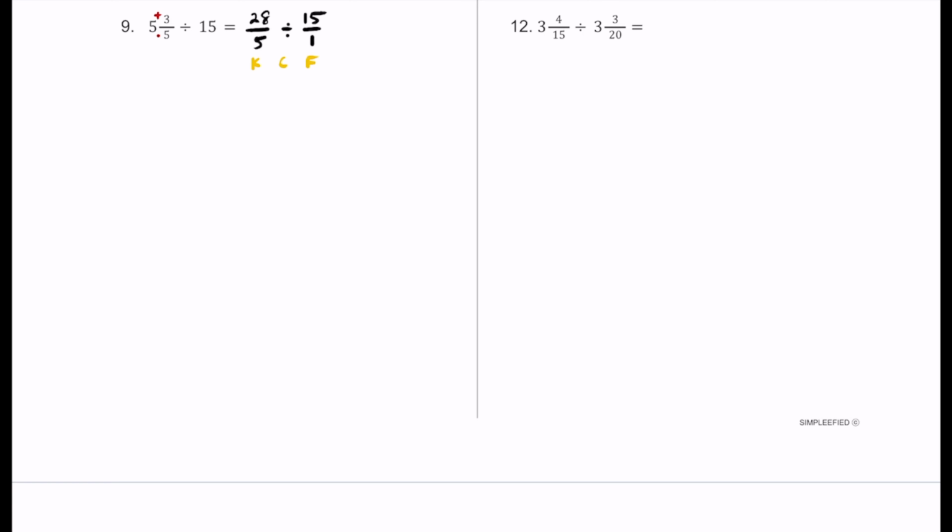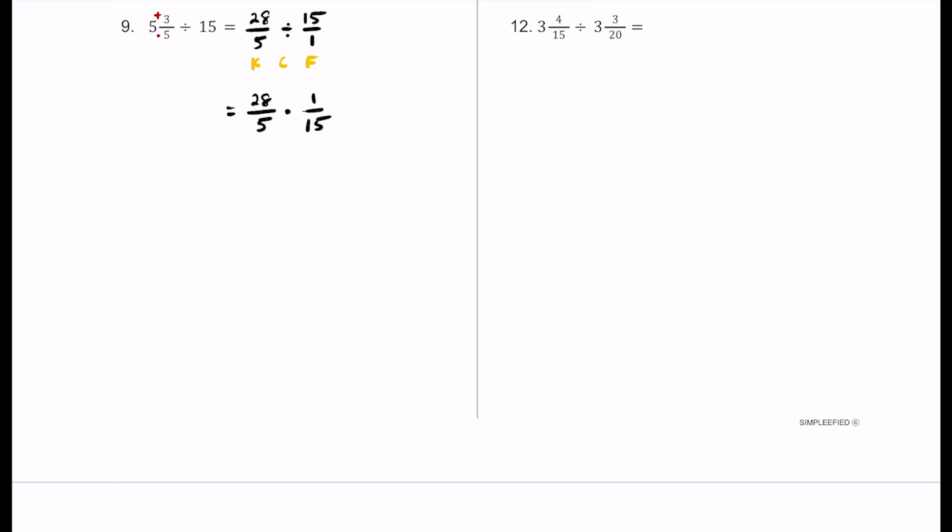And so if we go ahead and do that, we keep the 28 over 5. I'm going to write 28/5, change division to multiplication, and reciprocate the 15 over 1 to make 1 over 15. All right, so unfortunately, it looked like we were maybe about to be able to cross cancel that 5 and 15, but don't be tempted to do that when we have a division problem. We can only cross cancel when it's multiplication.